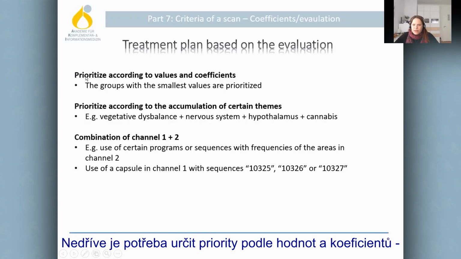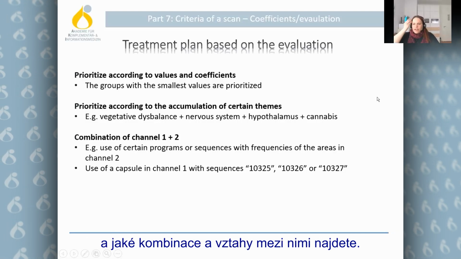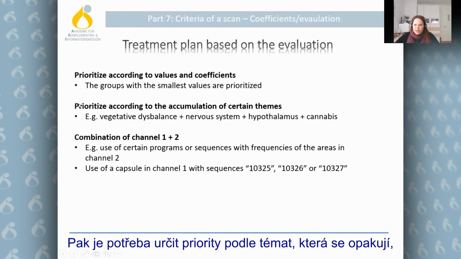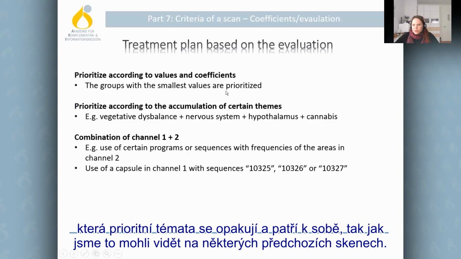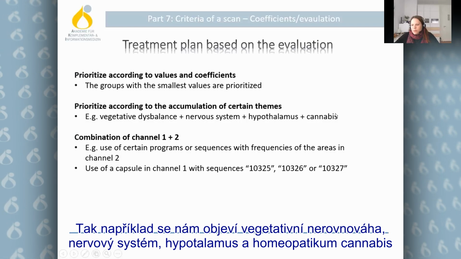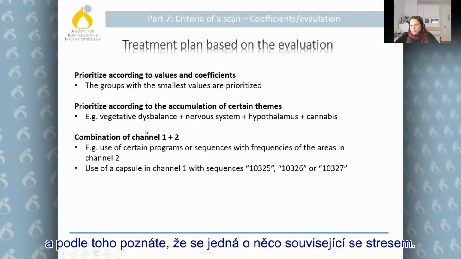First, to prioritize according to values and coefficients. So the groups with the smallest values are prioritized. So check what kind of groups are listed with red and in what kind of combination you can see them. Then according to the themes, so which ones with the highest priority can fit together, like we had in this scan we had before. For example, we have this vegetative disbalance, the nerve system, hypothalamus, and the homeopathic remedies, cannabis, for example. Then you know there's something going on in the stress level.